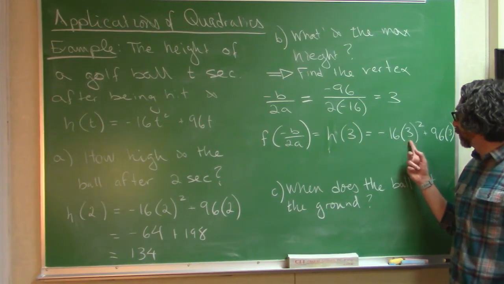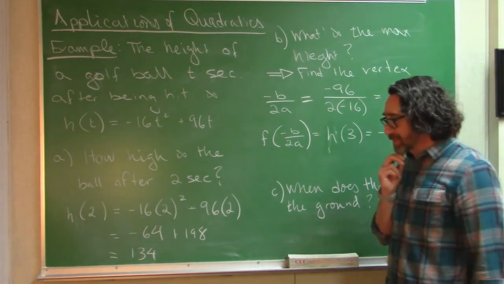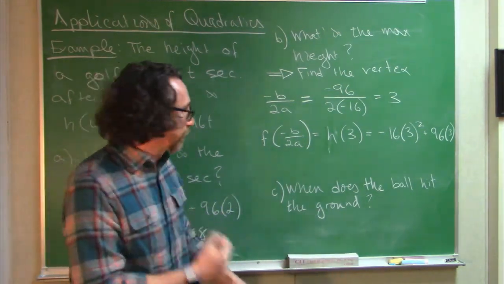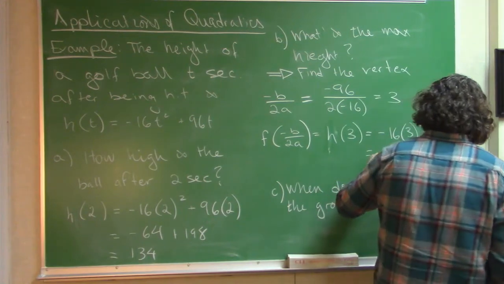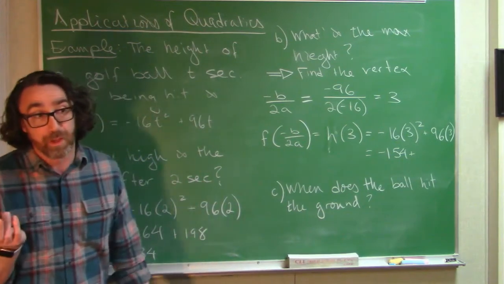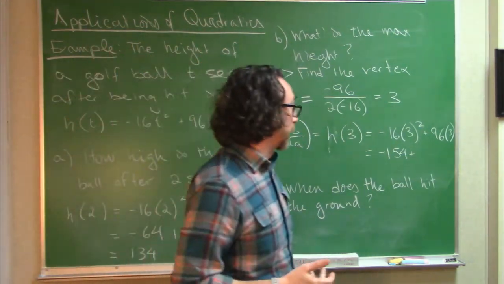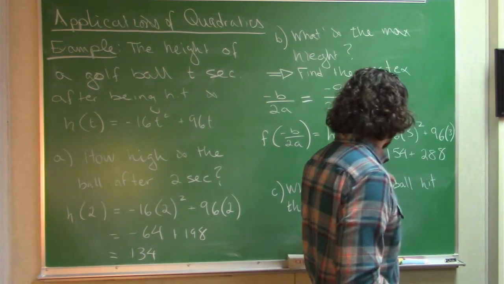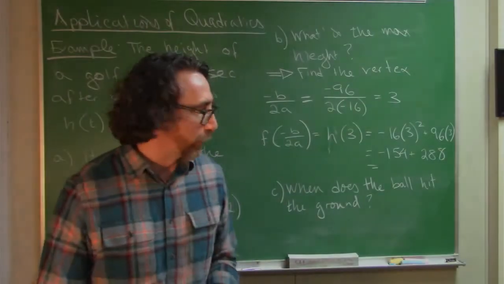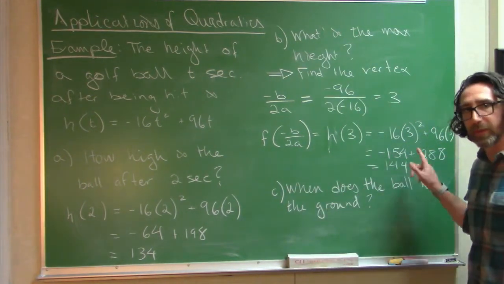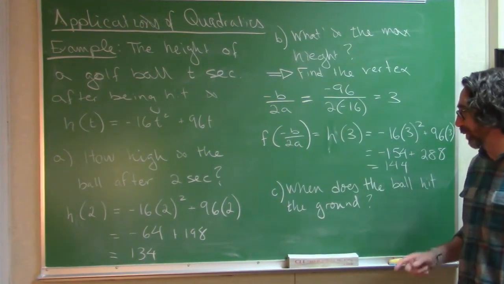So what is happening there? 3 squared is 9. 16 times 9, okay, let's do 160 and let's back it off by 16. 160, 154. So negative 154. Okay, 3 times 100 would be 300, but we don't want to go that high. Let's back it off by 3 copies of 4, so 288. Okay, so that actually gives us 144. So that's the maximum height of the golf ball, 144 feet.